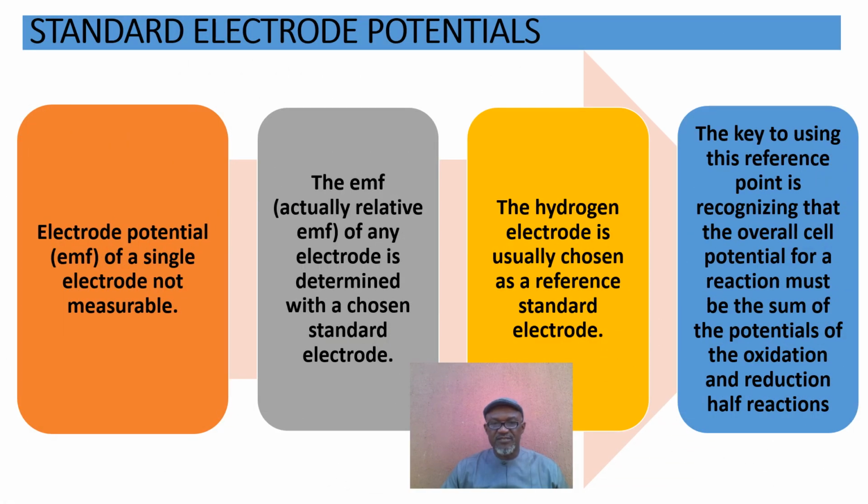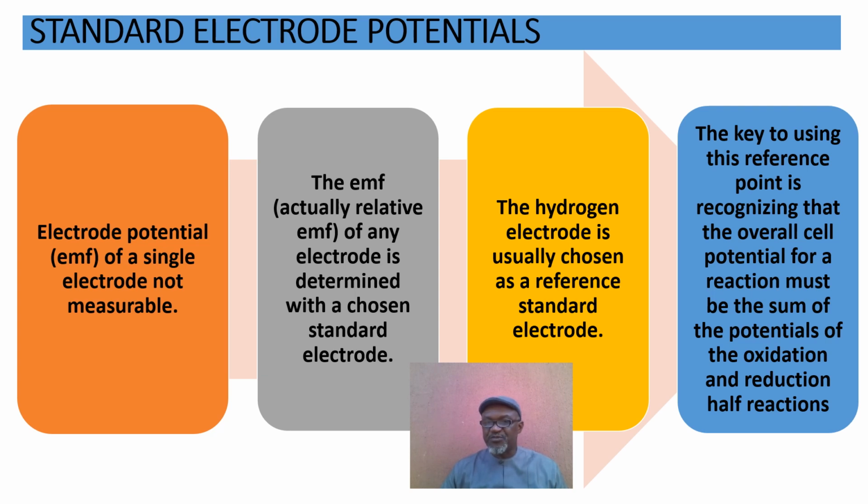Standard electrode potentials. The electrode potential, that is the EMF of a single electrode, is not measurable. You can't measure that of a single electrode. We'll see why, and we'll also see how we measure the standard electrode potentials of all other single electrodes. The EMF, which is actually the relative EMF of any electrode, is determined with a chosen standard electrode. The hydrogen electrode is usually chosen as a reference standard electrode. The hydrogen electrode is the standard hydrogen electrode, which we call SHE. That is what is chosen as a reference standard electrode.